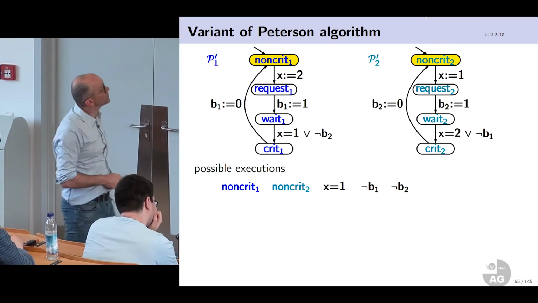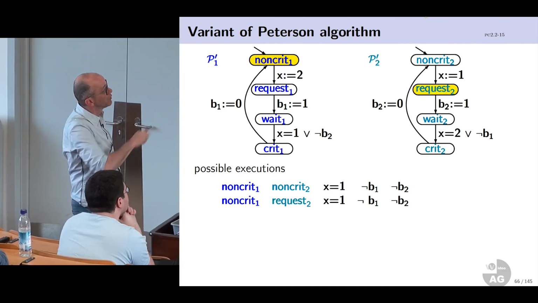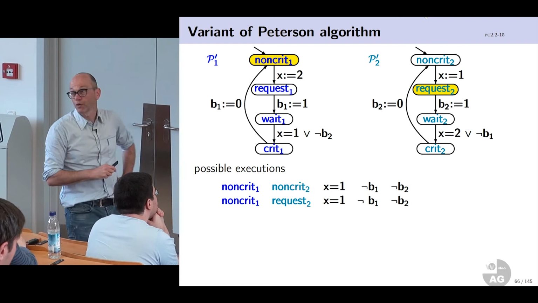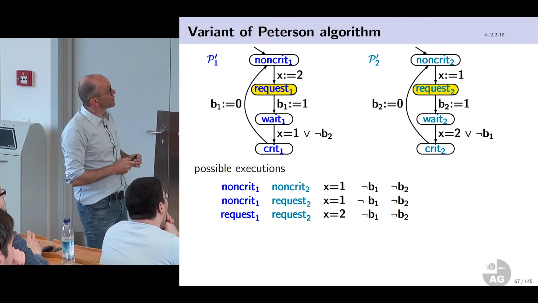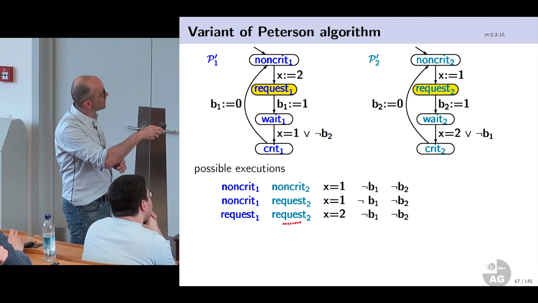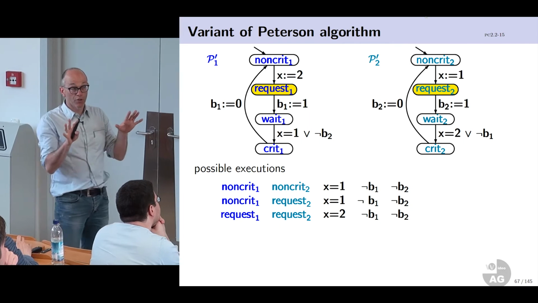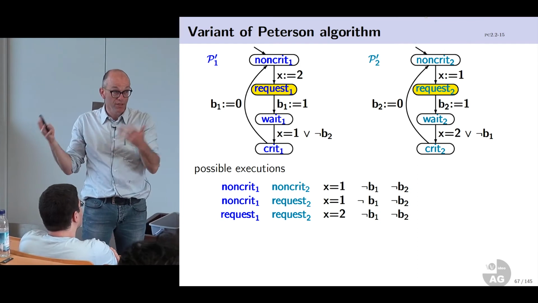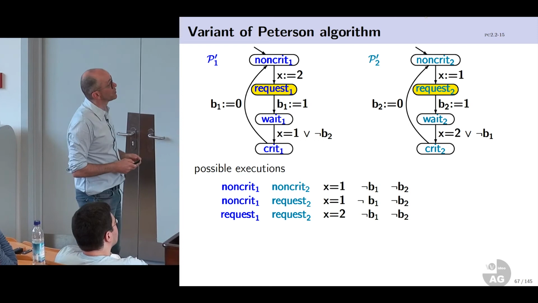Good. Now what can happen is, for instance, this thread can do the assignment to x. What does that mean? This does not change anything to x, but it moves from non-crit 2 to request 2. Now the left thread is doing the same. It moves from non-crit 1 to request 1, and now the value of x is changing from 1 to 2. This scenario was not possible in the previous program because of those atomic brackets. Now it is possible. The values of b1 and b2 did not change yet.